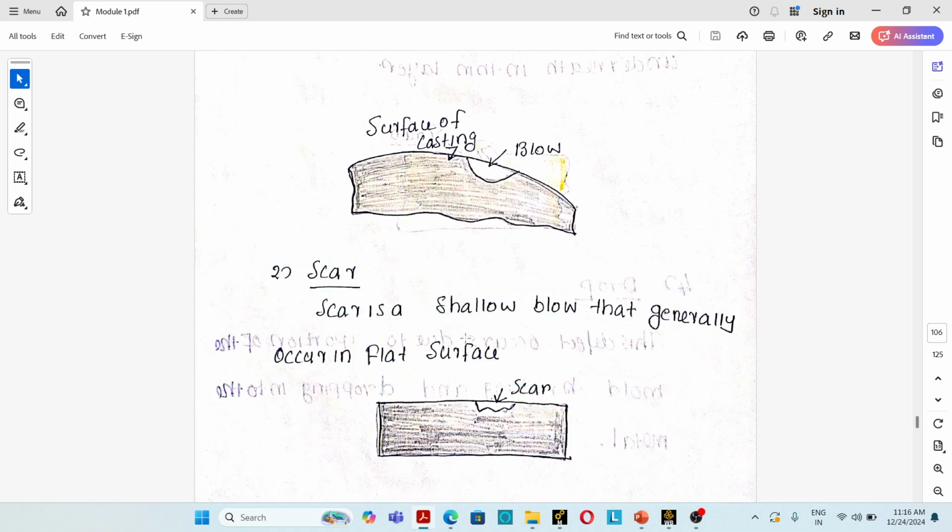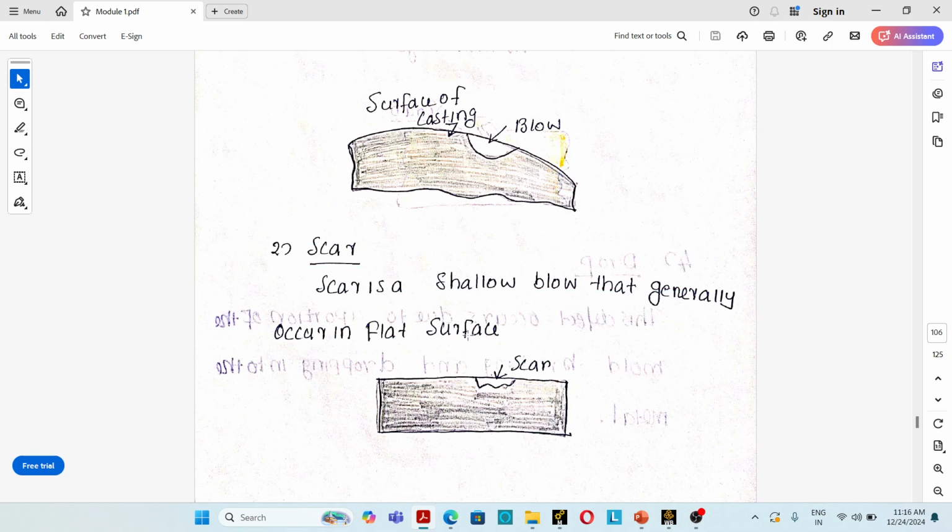Next one, scar. Scar is a shallow blow that generally occurs on a flat surface. If these cavities are found on top of a flat surface, that is known as scar. The reason for scar is the same as for blow: the gases which displace the material.